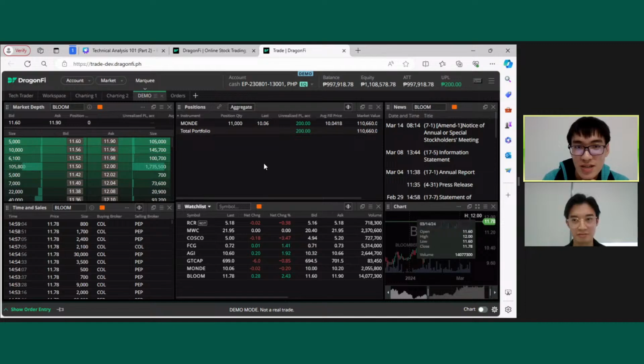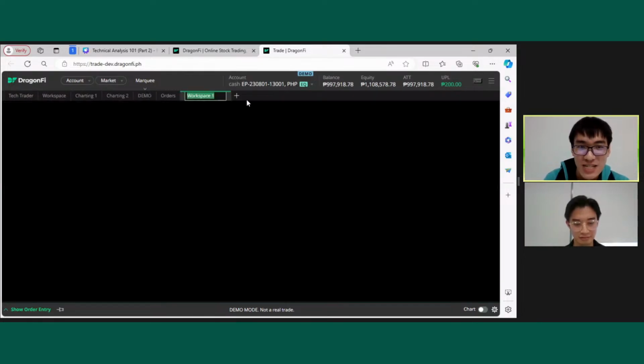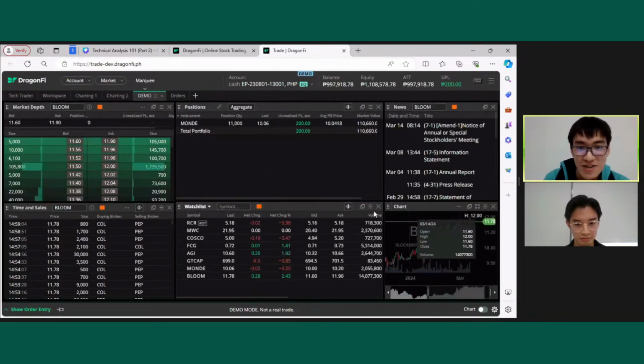Okay, so here, this is the trading platform. As you can see, it's very sleek. And here you have a lot of workspaces. A workspace is basically this. You can customize your own workspace. So this is my personal workspace. Here I have the market depth. I have the time and sales. I have my watch list. You have a chart, the news. Then you can monitor your positions, right?